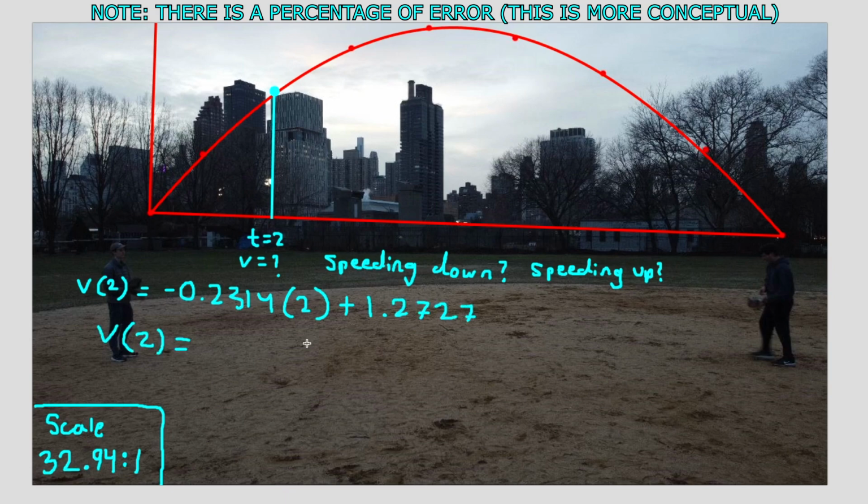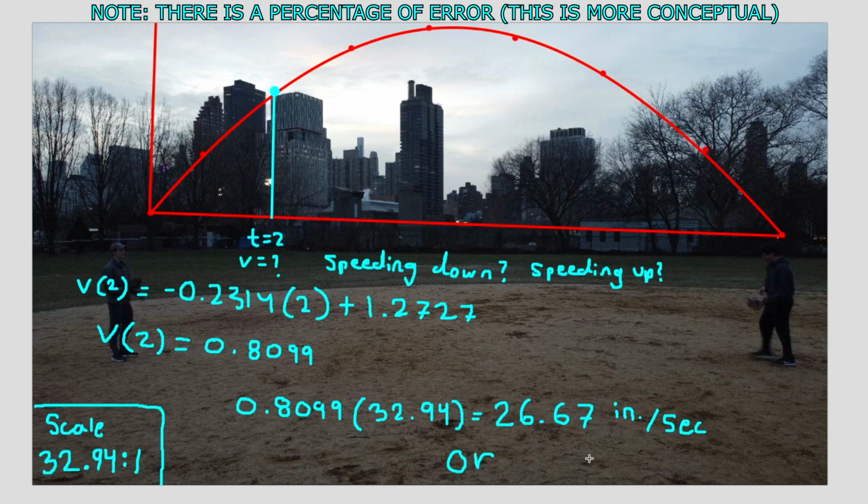After plugging in 2 to the velocity graph, we get 0.8099. But remember, there's a scale. In order to find the velocity in real life, let's multiply this number by 32.94. This gives us a final answer of 26.67 inches per second, or 2.2 feet per second.